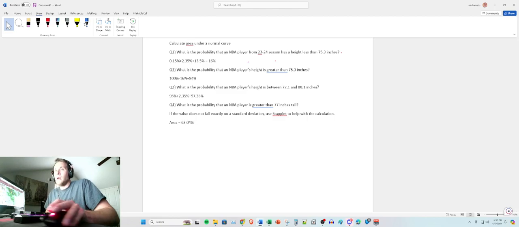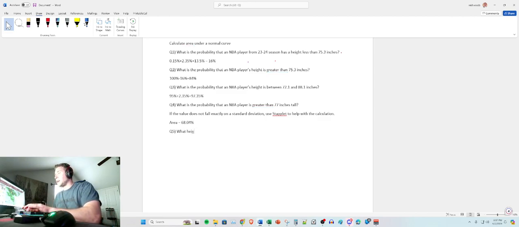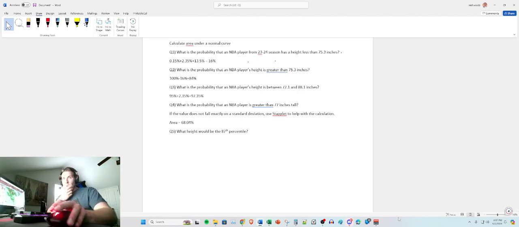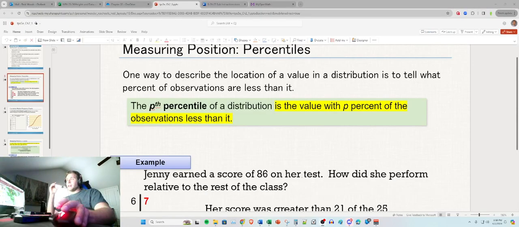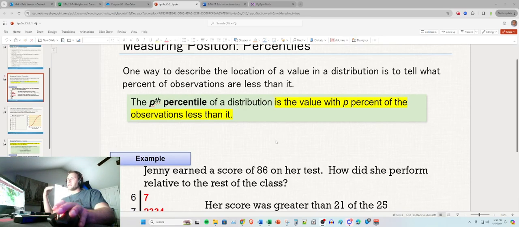Okay. We have one other thing that I want to discuss. I'm going to go ahead and ask this question here. So this is question 5. What height would be the 87th percentile? Now, do we even remember what a percentile is? Let's remind ourselves of the definition of a percentile. A percentile is the value with p% of the observations less than it.